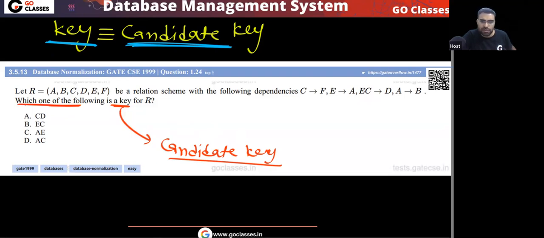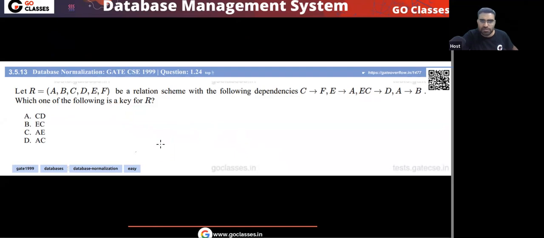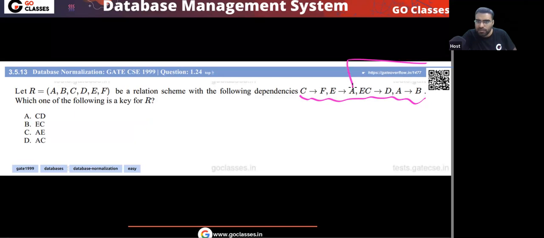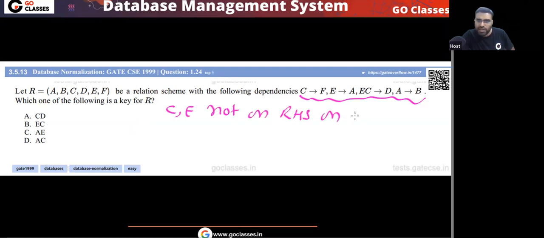So how to solve this question? You can eliminate the options. First you check, is there any attribute which does not appear on the RHS? Let's check. A is appearing, B is appearing, D is appearing, F is appearing. So C does not appear, and E also does not appear. So I can say that C and E are not on the RHS of any FD.